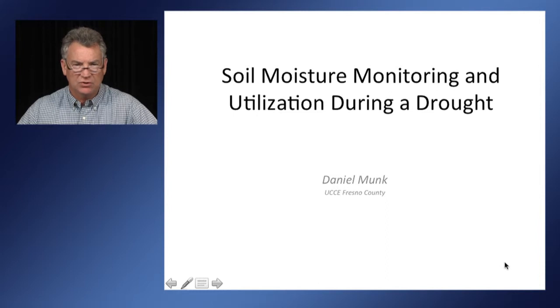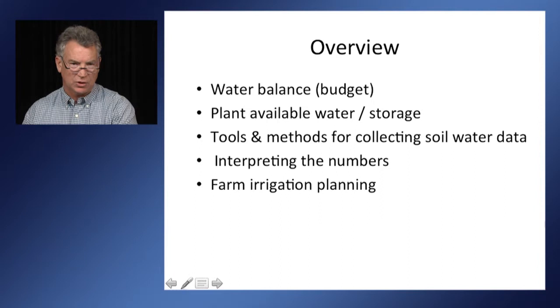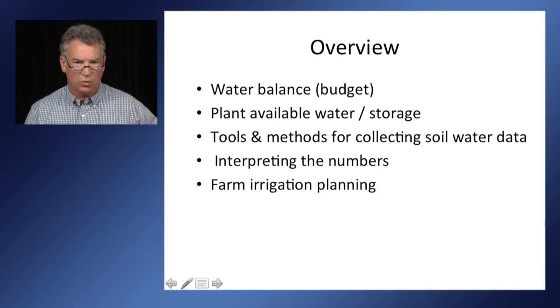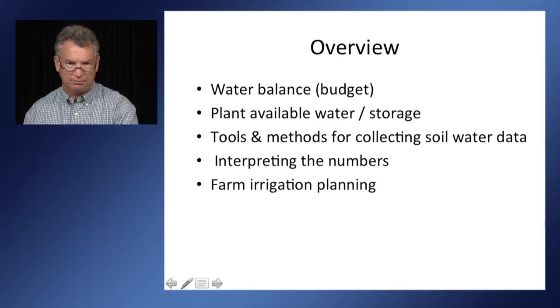And today I'd like to visit with you about soil moisture monitoring and the utilization of soil moisture during a drought. To start my talk, we're going to talk about the water balance, or sometimes referred to as a water budget approach in irrigation management. And then we'll move to a discussion of plant available water and its importance in irrigation scheduling. And we'll talk more specifically about tools and methods for collecting soil water data and interpreting those numbers, all in the context of farm irrigation management planning.